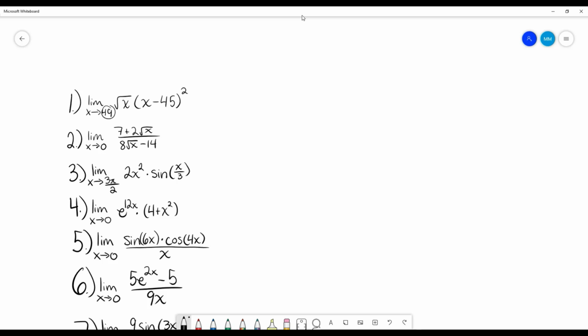So I'm going to just plug in this 49 wherever I see an x. So this is going to turn into the square root of 49 times 49 minus 45 squared. And obviously 49 minus 45 is just going to turn into a 4. And the square root of 49 is 7. So this turns into a 7 times 4 squared. 4 squared being 16. So it's 7 times 16. Whatever that multiplies out to is our limit. And let's see. I think that's 70 plus 42. So that'll be 112, I believe. It could be wrong, but I believe that's correct.